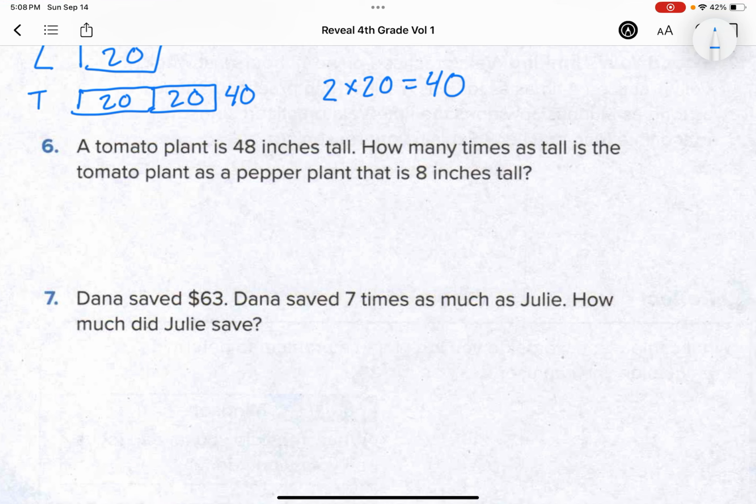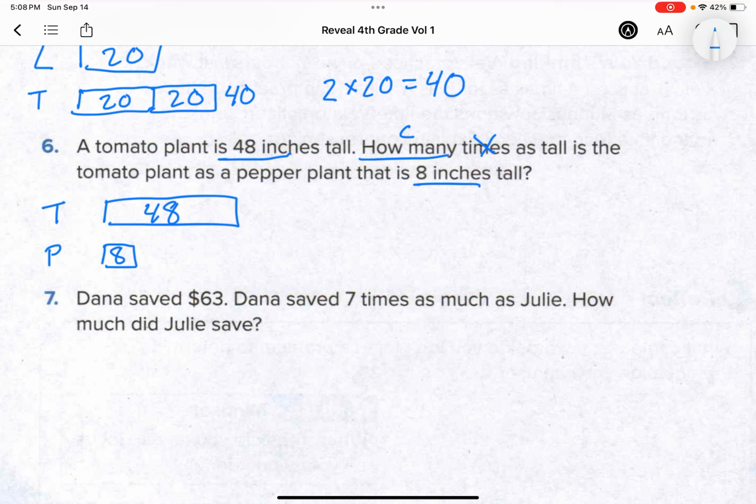Number 6, a tomato plant is 48 inches tall. So let's do T for tomato and draw a box. Is 48 inches tall. How many times, so that how many times is like my variable, as tall as the tomato plant as a pepper plant that is 8 inches tall. So it's telling me my pepper plant is 8 inches tall. So it's going to be smaller.